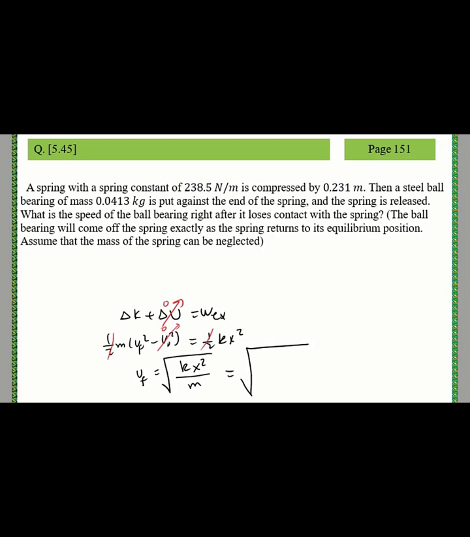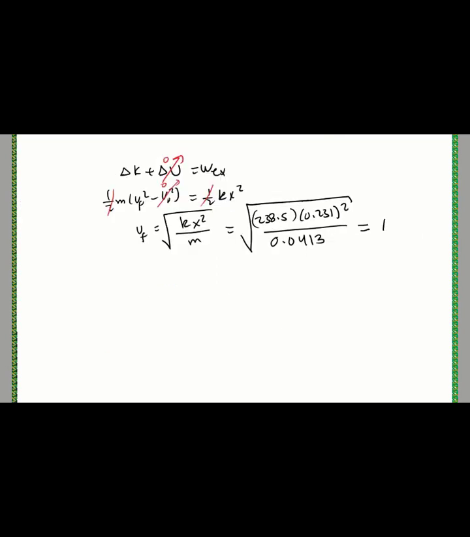Of k, 238.5, times x, which is 0.231, squared, over the mass of the ball bearing, which is 0.041. So the answer would be 17.6 meter per second.